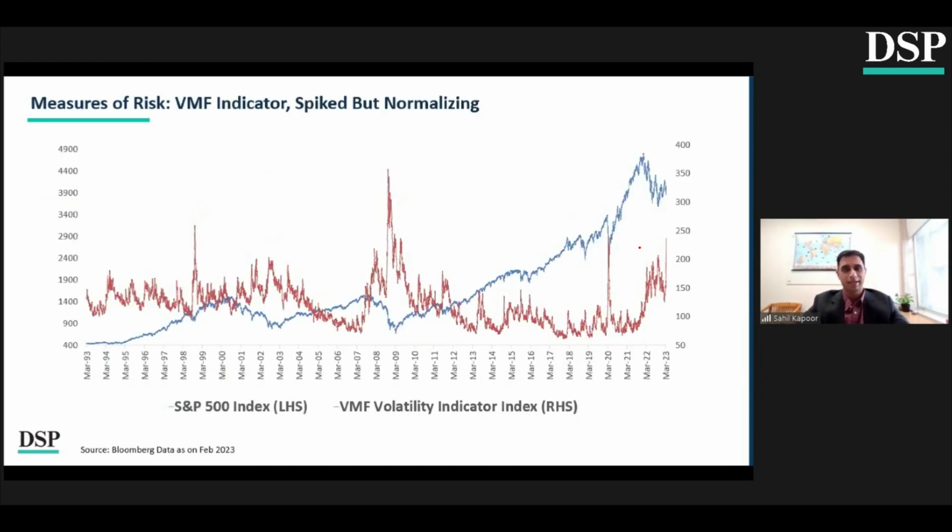The next chart is of an internal indicator we have called VMF, which is a volatility indicator, and it has spiked higher. The last time it spiked higher was when Nifty was trading at 15,000 or so, and we highlighted it. A previous larger instance was during COVID. An earlier instance we saw was during the global financial crisis and the dot-com bubble. Can this indicator move higher? It can. There is no stopping it.